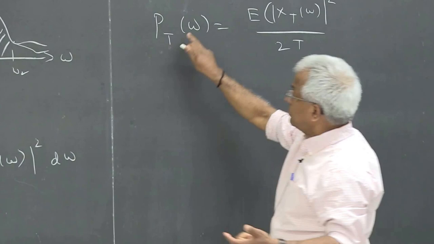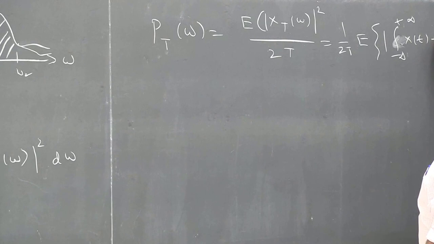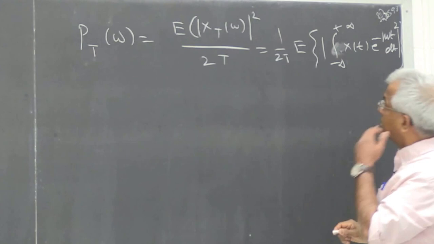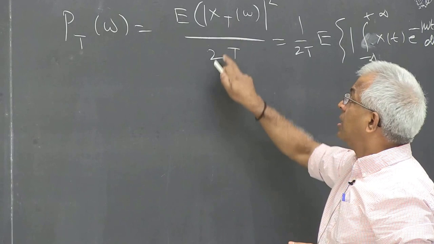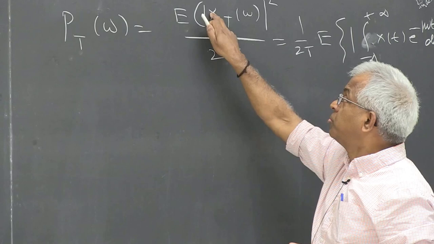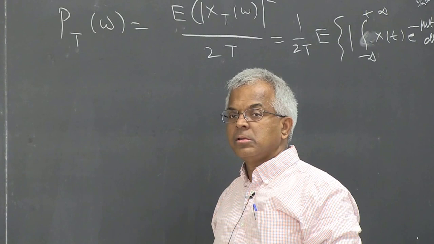So this is going to be 1 over 2t expected value of the integral from minus infinity to plus infinity of x of t e raised to minus j omega t dt, squared. Any questions? So far we just found the instantaneous value of the energy divided by time to get the instantaneous power. Then, this being a random variable, we took its expected value. We have the expression on the right side. So you can certainly call this the average power at that particular frequency.